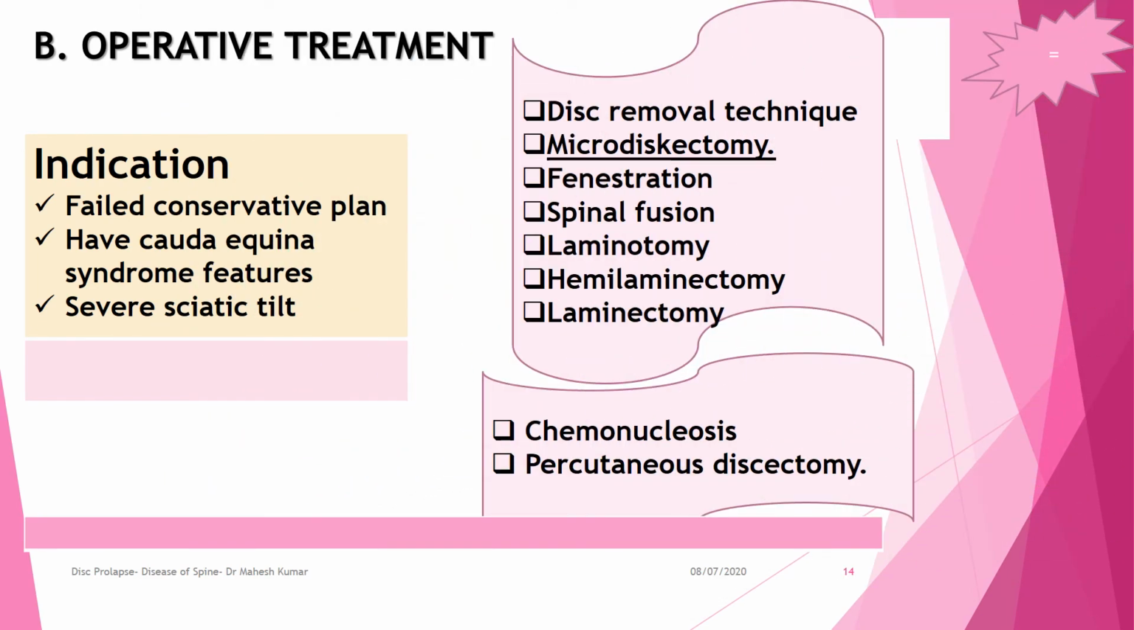Surgical treatment includes the disc removal technique, microdiscectomy, fenestration, spinal fusion, laminotomy, hemilaminectomy, laminectomy, and chemonucleolysis, percutaneous discectomy. It is an operating procedure mainly indicated in failed conservative treatment plan and cauda equina syndrome, severe sciatic pain.